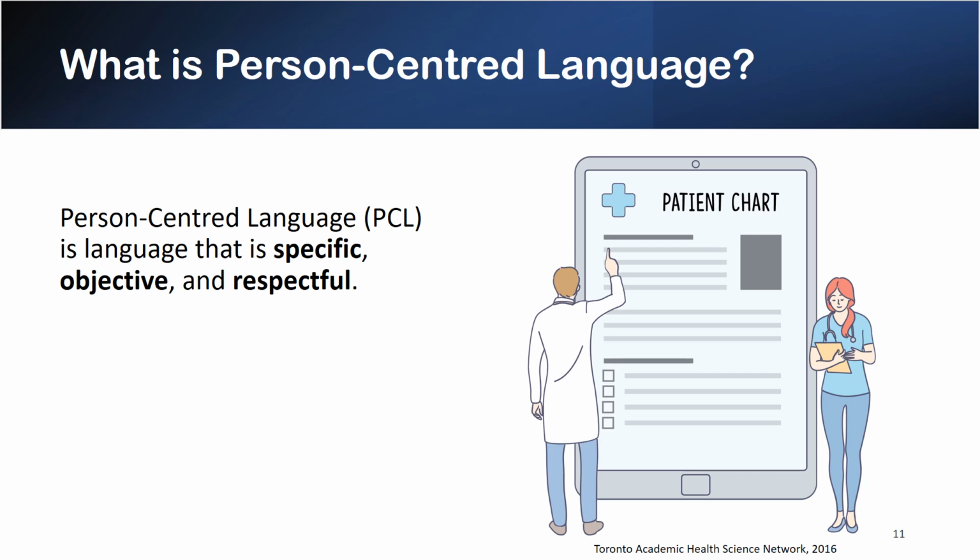One way to do better is to use person-centered language. So, what is person-centered language? Person-centered language is language that is specific, objective, and respectful. Let's begin by learning more about this definition. Specific, objective, and non-judgmental descriptions of the behavior help us to see the person first and prompt us to gather information about the patient to guide care planning.